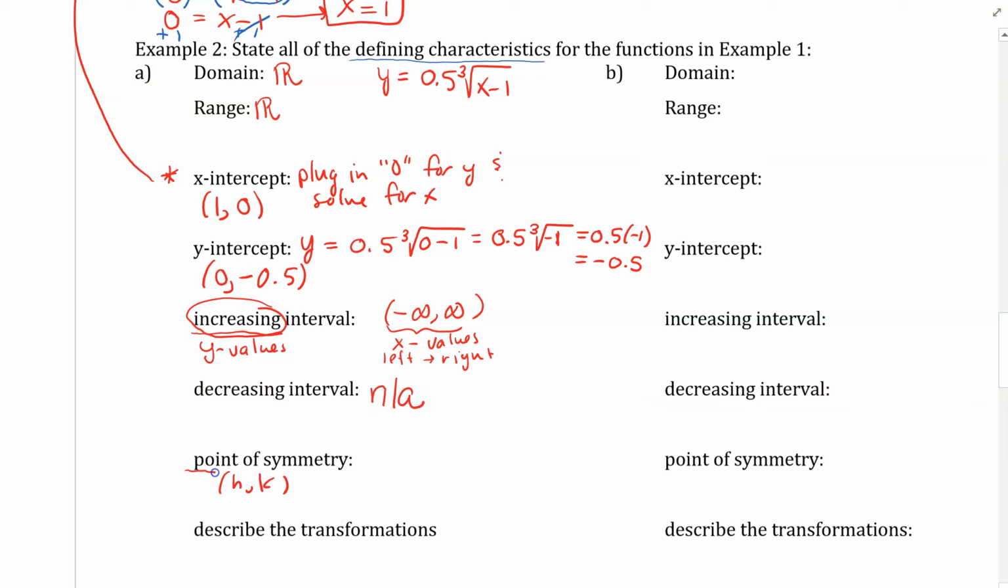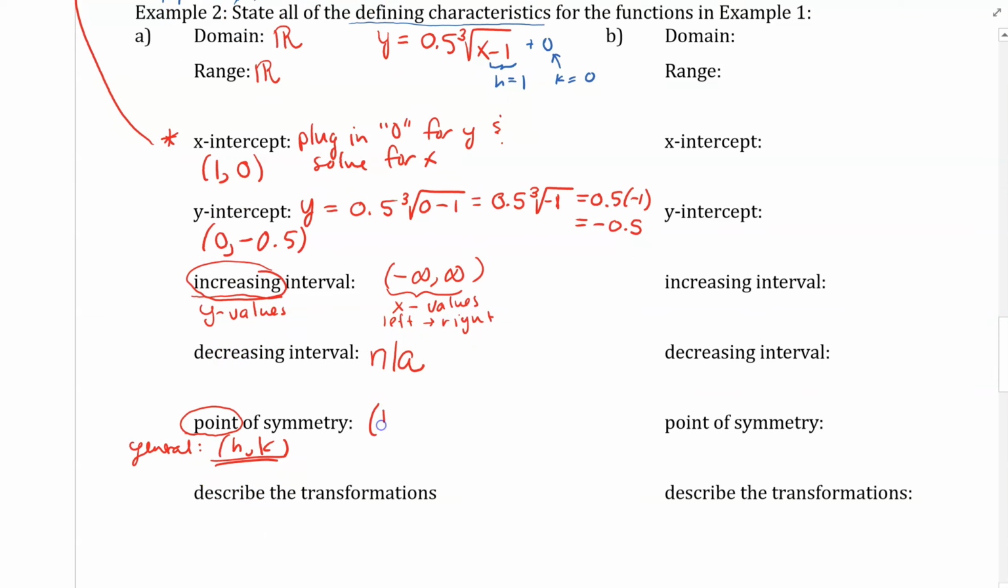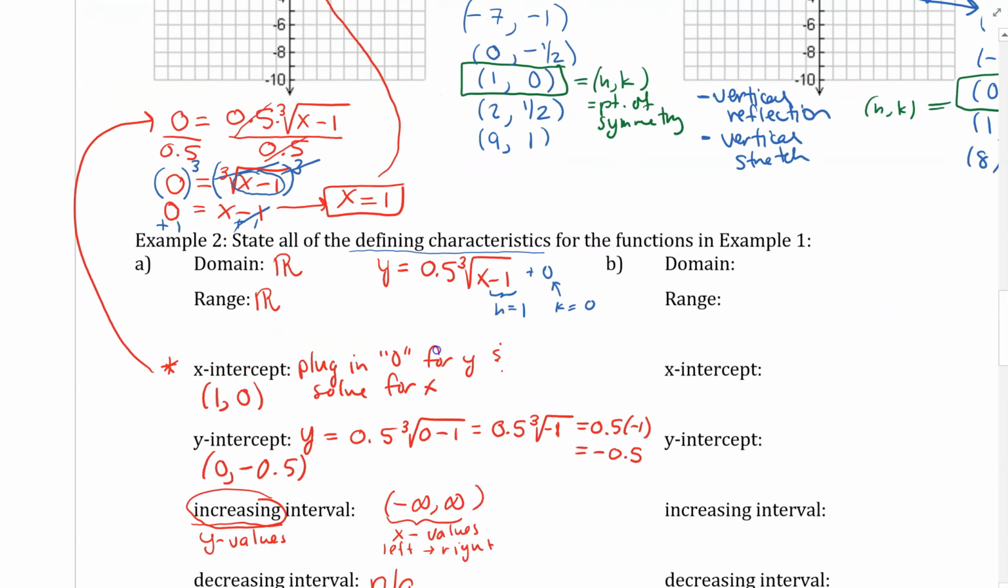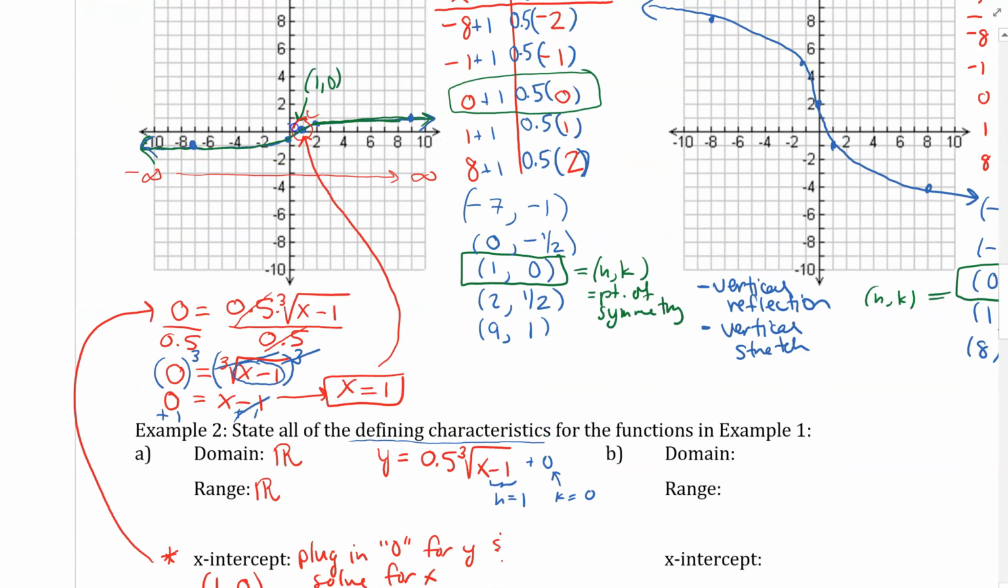Okay, so for the point of symmetry, in general, for any of these cube root graphs, it'll be at the point (h, k). In this particular graph, h was 1 and k was 0. So that would be at positive 1, 0. And if you go back to the graph, you can see that point was right here. It was also our x-intercept. There's a lot going on at point (1, 0). But it's right where the graph has that subtle curve, and it indicates the point of symmetry.